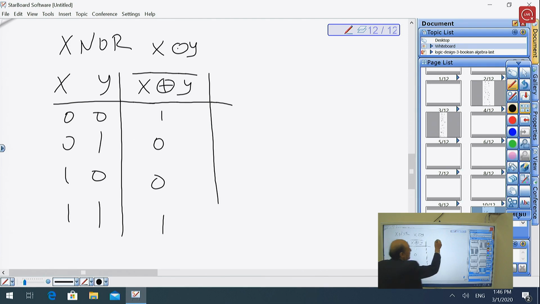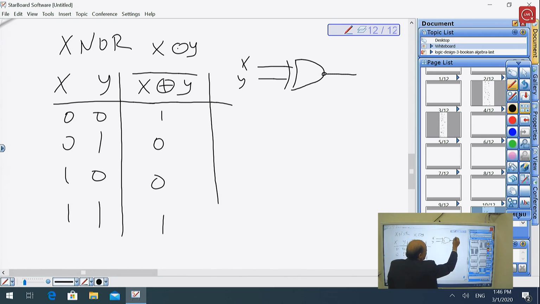And the graphic symbol XY for the exclusive NOR is like that. X equivalence Y or exclusive NOR.